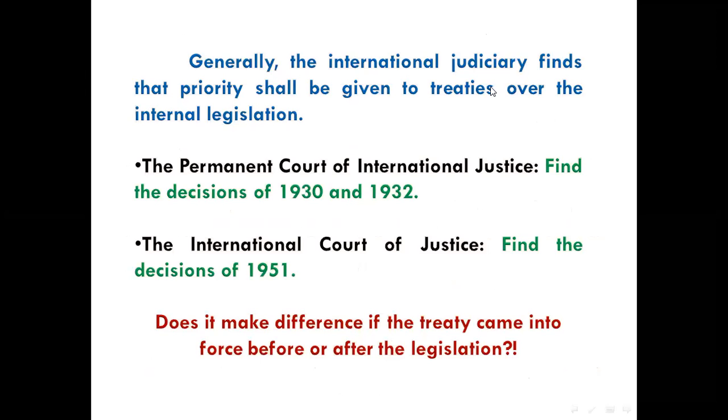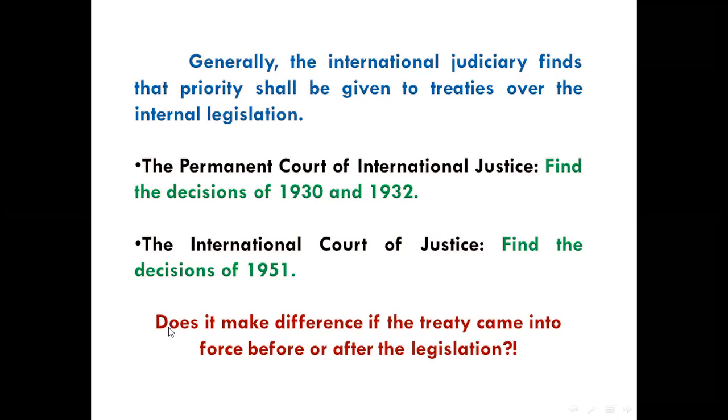Okay, generally, the international judiciary finds that priority shall be given to treaties over internal legislation. And this is shown actually in the rulings of the Permanent Court of International Justice. Please find these two decisions, 1930 and 1932. If you read the judgments issued in these years, you will find that the court rules that the international treaty is given priority over national laws and legislations.